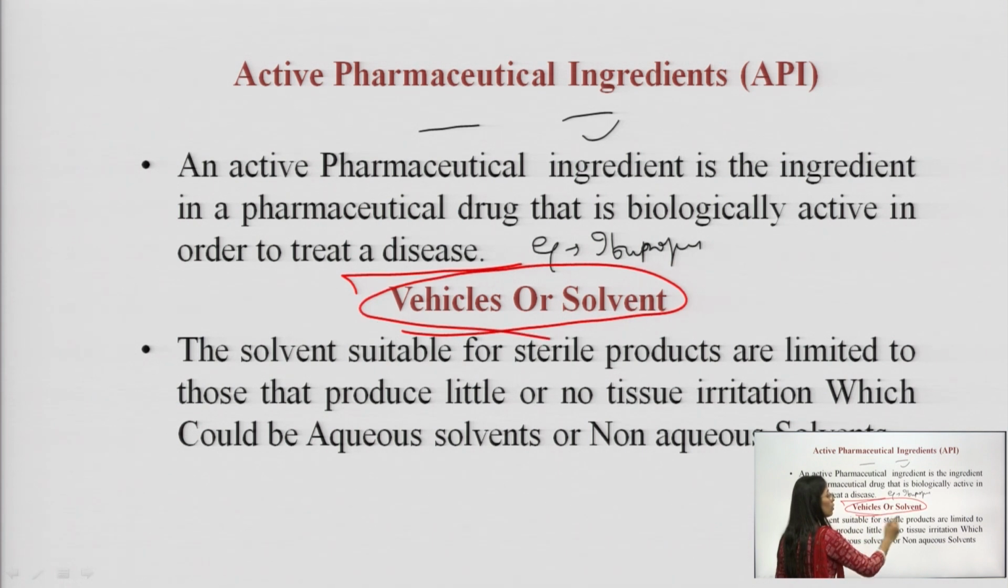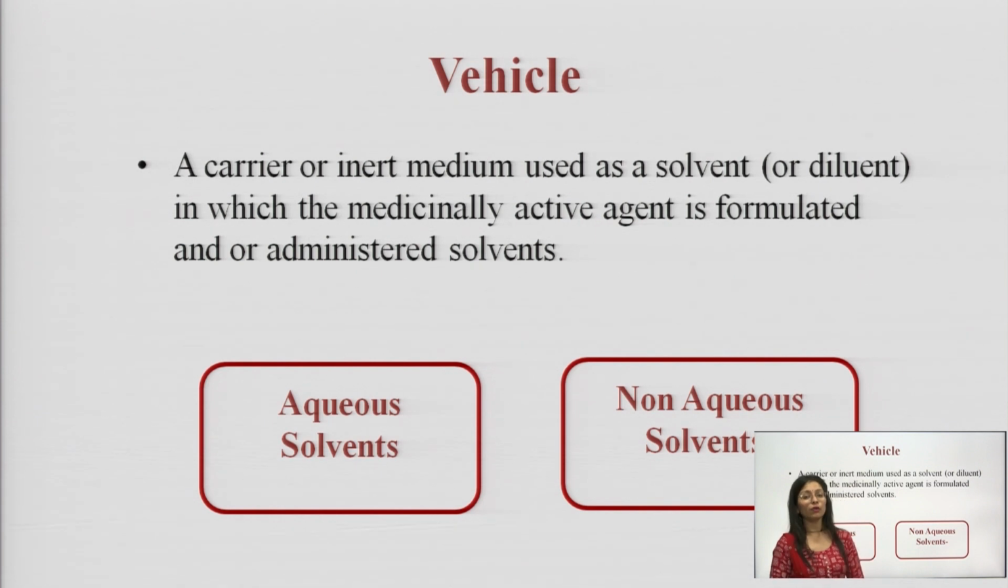Next is vehicle, or we can call it a solvent. What is a solvent? It means the active pharmaceutical ingredient or therapeutic agent needs to be mixed with vehicles. The solvents suitable for sterile products are limited to those that produce little or no tissue irritation, which could be aqueous or non-aqueous. So a vehicle is considered a carrier or medium used as a solvent in which the medicinally active agent is formulated and administered. Our therapeutic agent is mixed with the vehicle.